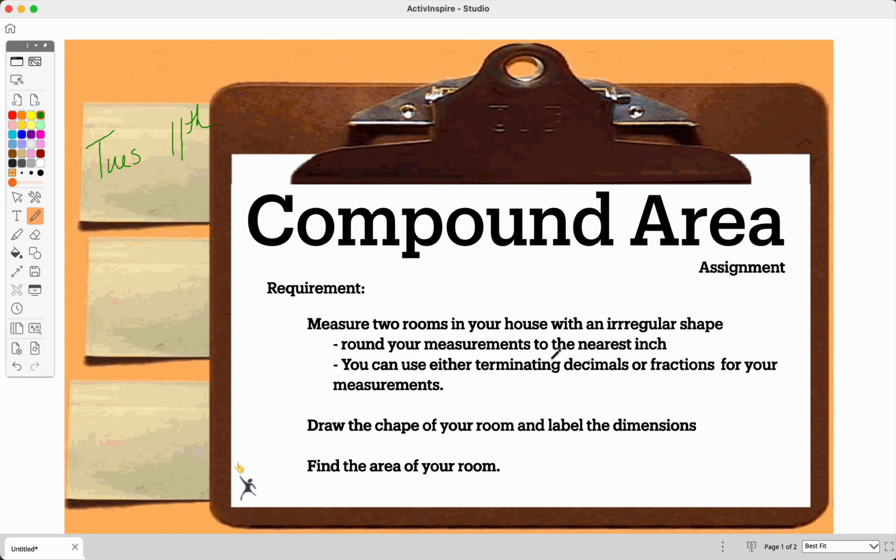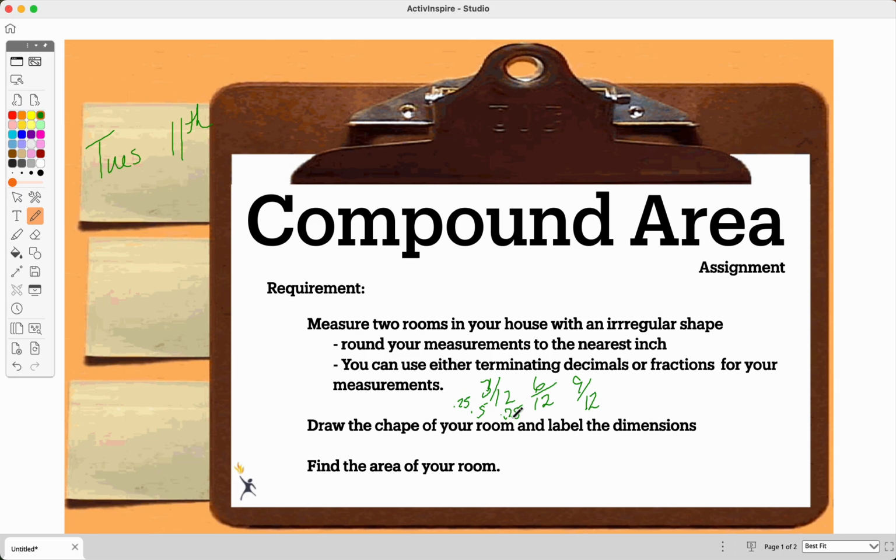It says you can either use a terminating decimal or a fraction for the measurement. So for a terminating decimal, you get 3/12 or 6/12 or 9/12. These all simplify to a terminating fraction, right? We've got 1/4, 1/2, and 3/4. Those are all terminating decimals, so you can put those in as 0.25 feet or 0.5 feet or 0.75 feet.